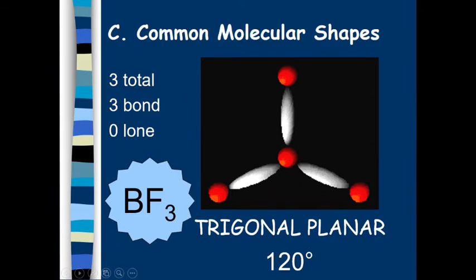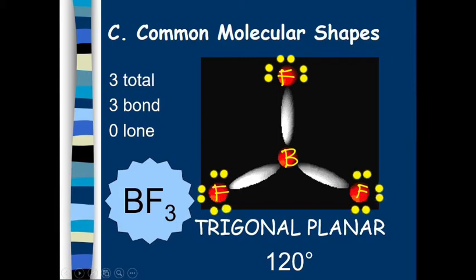So again, if I were to draw out BF3, there's B, there are my 3 Fs. Boron is also an exception to the octet rule, so you will not find any lone pairs around boron, but my 3 fluorines would have theirs around them. Since we are only counting around the central atom, that is 3 bonded pair, no lone pairs on the central atom, trigonal planar, 120 degrees.